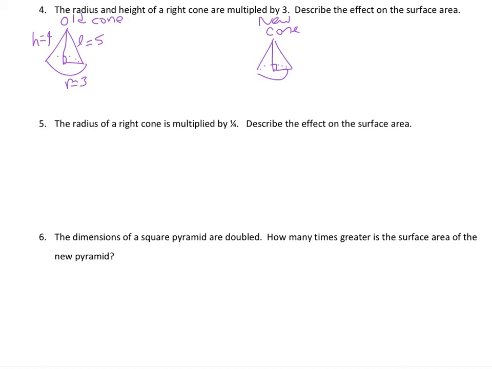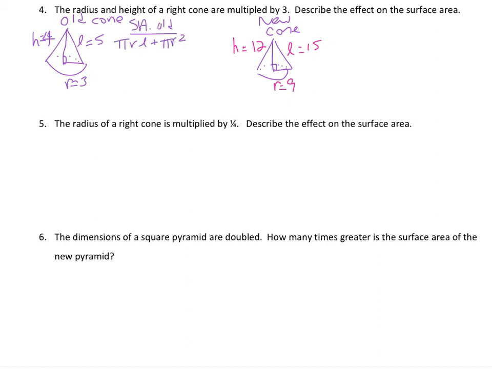Then next, if we need to adjust our surface area, we need to know how it's going to be changed. So the radius and the height are multiplied by 3. That means my radius is now going to be a 9. My height then will be, instead of 4, it's going to be a 12. And if we did Pythagorean theorem again, our slant height then will be a 15. So it's also changed as well.